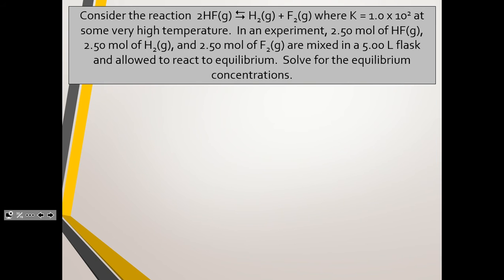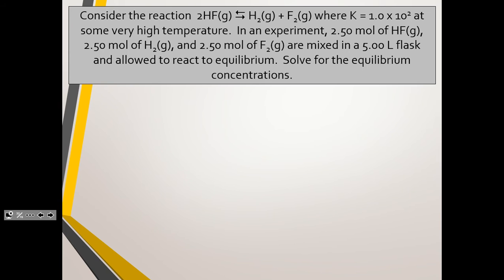Next problem. Consider the reaction 2HF gas yields H2 plus F2, where K equals 1 times 10 to the 2 at some very high temperature. In an experiment, 2.5 moles of HF, 2.5 moles of H2, and 2.5 moles of F2 are mixed in a 5-liter flask and allowed to react at equilibrium. Solve for the equilibrium concentrations.